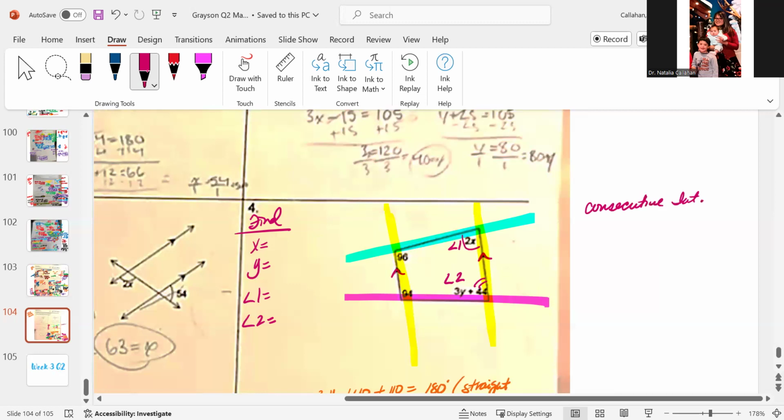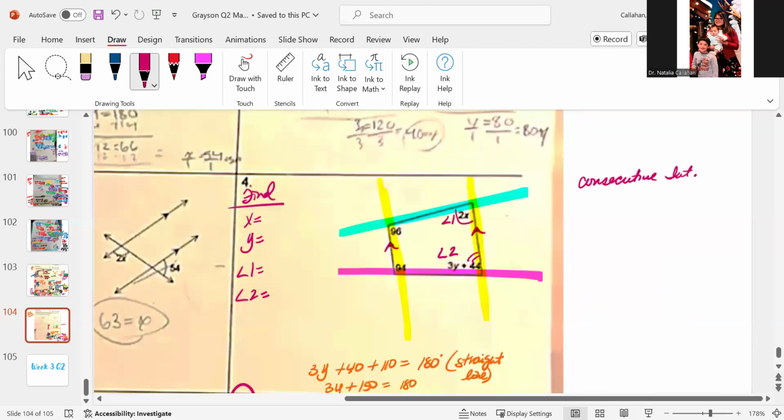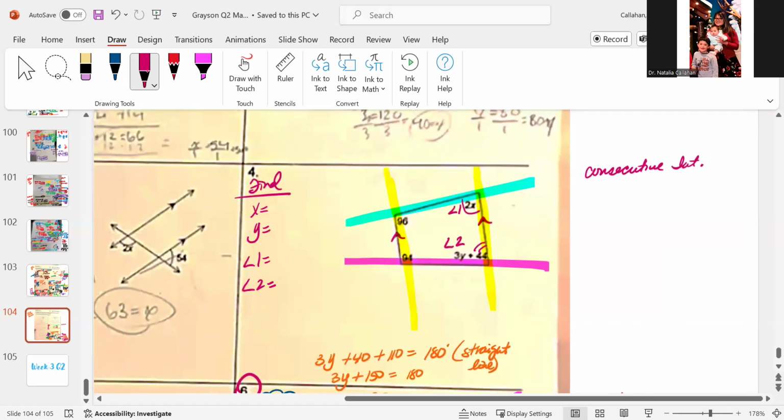Didn't we use consecutive interior angles? Like, didn't we say that 120 plus x equals 180? Can you also do that here? Because whenever you use quadrilaterals, you probably could use that. Okay? So, which 2 angles add up to 180?